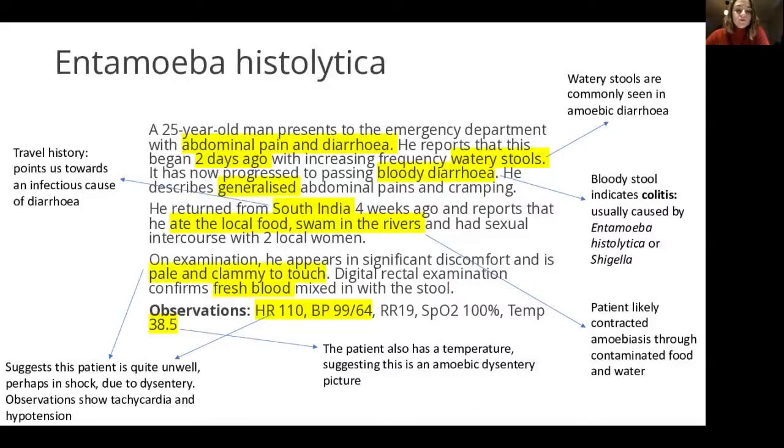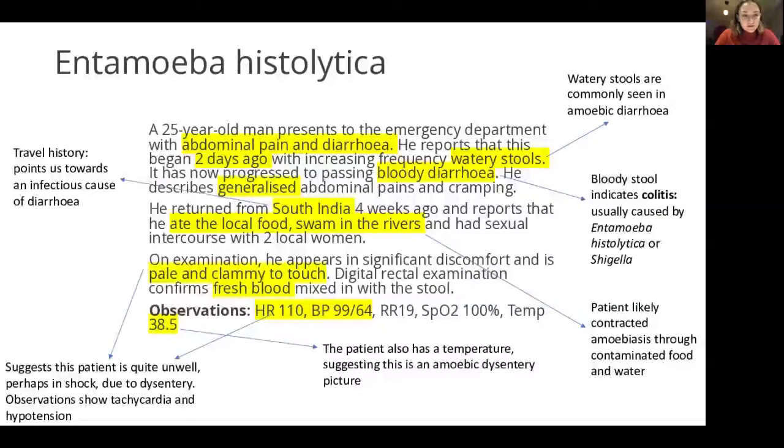So watery stools, when you see this in a question, usually you can start thinking about diarrhea caused by amoeba. And then bloody diarrhea. Whenever there's blood in the stool, that usually means the colon is involved. So this is a colitis, and when there's bloody diarrhea, that's usually caused by Entamoeba histolytica or Shigella. When there's blood in the stool, we call it bloody diarrhea. We call it dysentery.